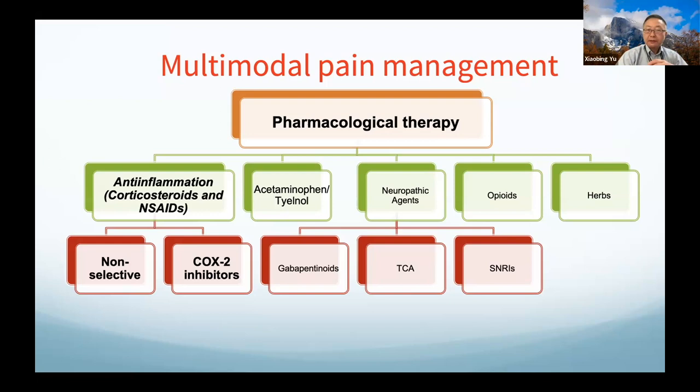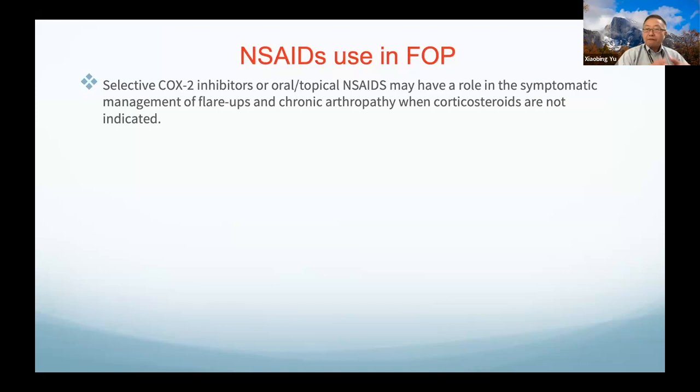And other things, if things are improving, and some of the patients even today are still on Celebrex, a COX-2 inhibitor, for the long term. The common question I receive is: is it safe to continue on the COX-2 inhibitor? The others, ibuprofen and naproxen, as you are aware, are non-selective. So what is the major difference? The study from the FOP literature did show there is mild evidence to support that selective COX-2 inhibitors, such as Celebrex, or oral or topical non-selective NSAIDs may have a role in the symptomatic management of flare-ups and chronic symptoms when corticosteroids are not indicated.